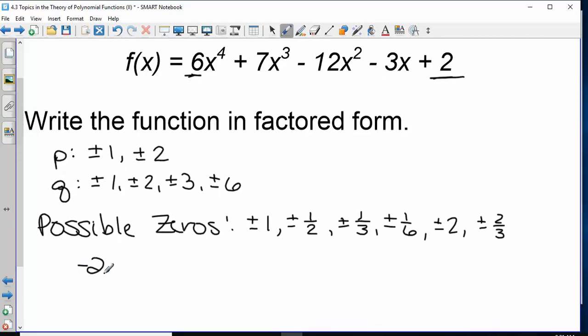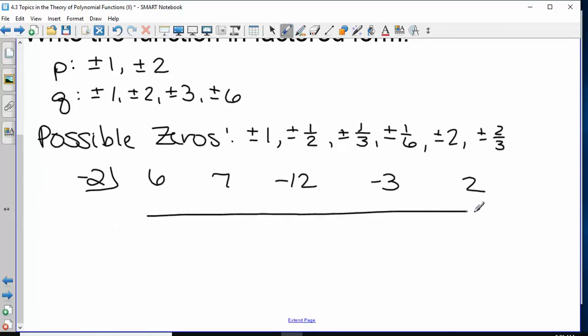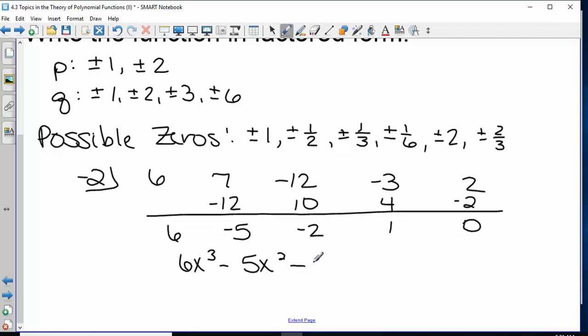We can also, in our synthetic, we should get a 0. If we don't, then either we messed up our synthetic or it's not really a 0. We need to find something else. 6 comes down. This gives me 6x cubed minus 5x squared minus 2x plus 1.